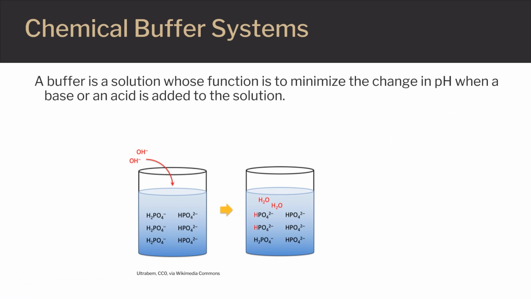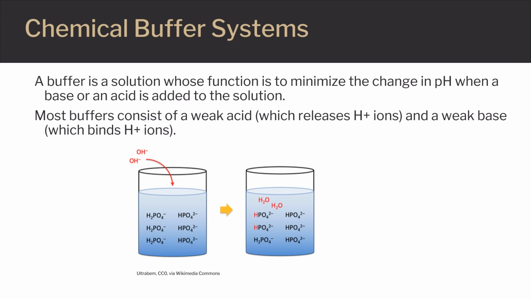A buffer is a solution that minimizes the change in pH when a base or an acid is added to the solution. Most buffers consist of a weak acid, which releases hydrogen ions, and a weak base, which binds hydrogen ions. If an acidic solution is added to a buffer solution, the buffer will combine with the extra hydrogen ions and help maintain the pH. If a basic solution is added to a buffer solution, the buffer will release hydrogen ions to help maintain the pH.